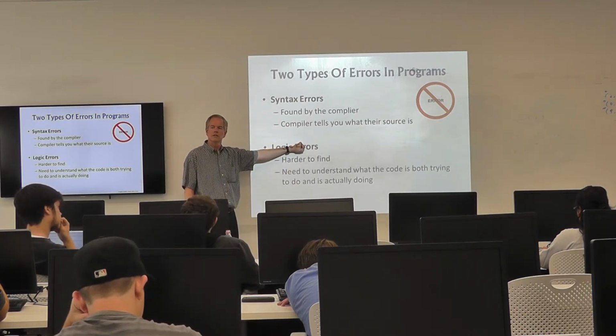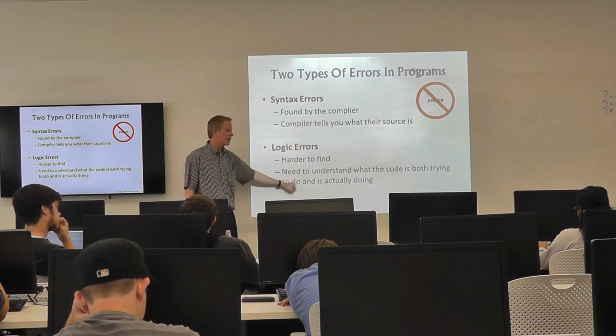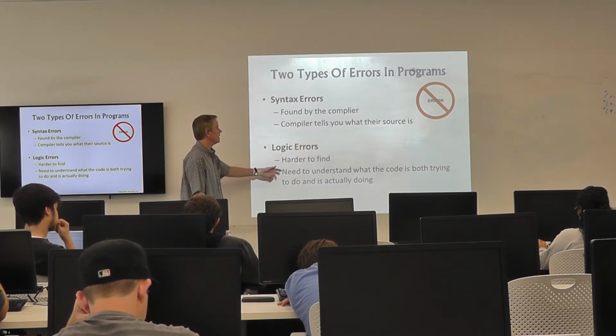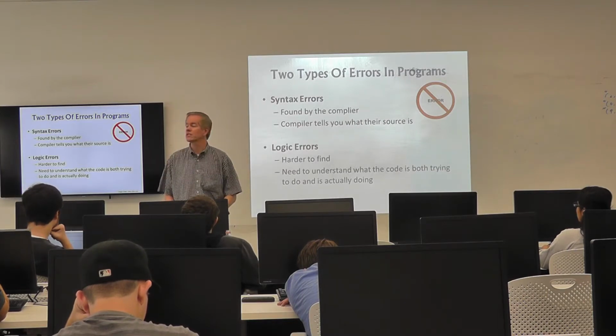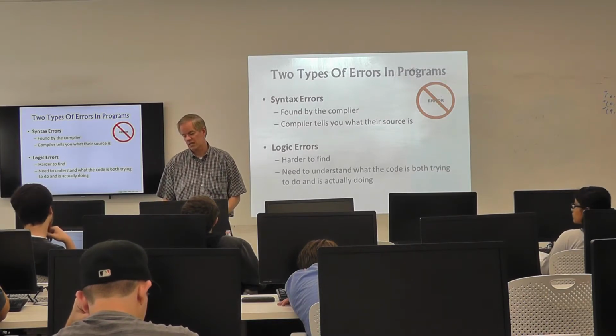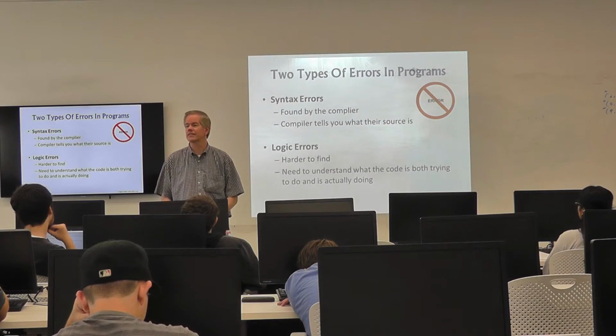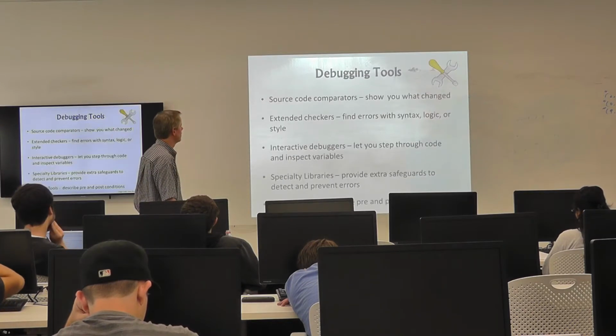Logic errors are a lot harder, right? They're harder to find, and you actually have to understand what's going on in the code in order to be able to find it. Your bubble sort isn't sorting. Why? You're going to have to dig into that code to figure out what's going on.